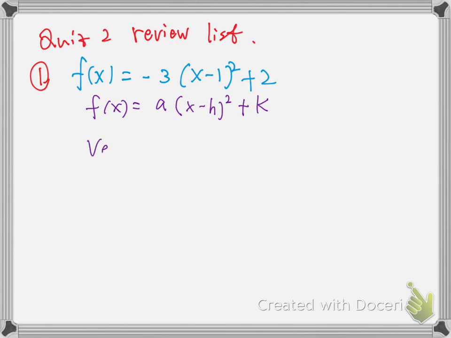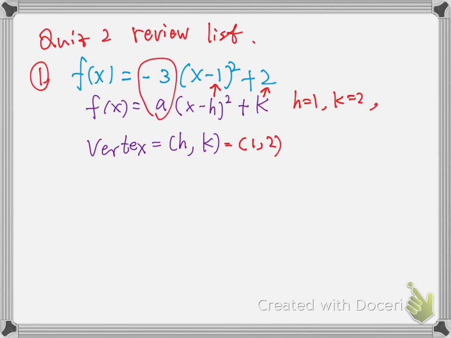Then we got the vertex is (h, k). So in this example, h is 1, k is 2. So the vertex is (1, 2), right? So h is 1, k is 2. So now what is the a here? a is -3, right? a is -3. Okay, so now we know the vertex is (1, 2).